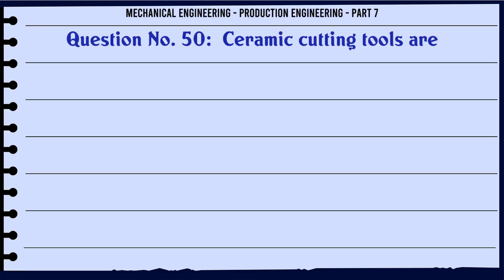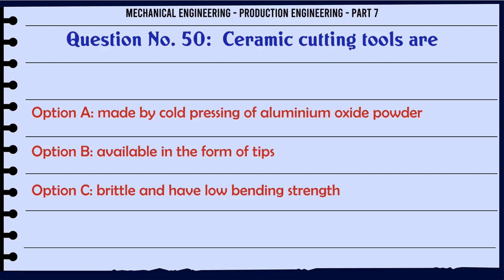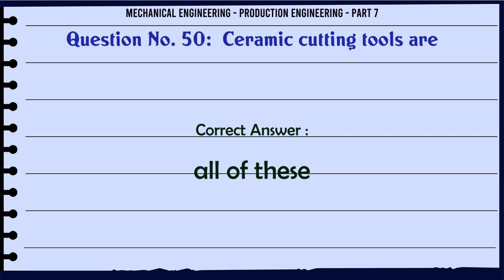Ceramic cutting tools are: A. Made by cold pressing of aluminium oxide powder. B. Available in the form of tips. C. Brittle and have low bending strength. D. All of these. The correct answer is all of these.